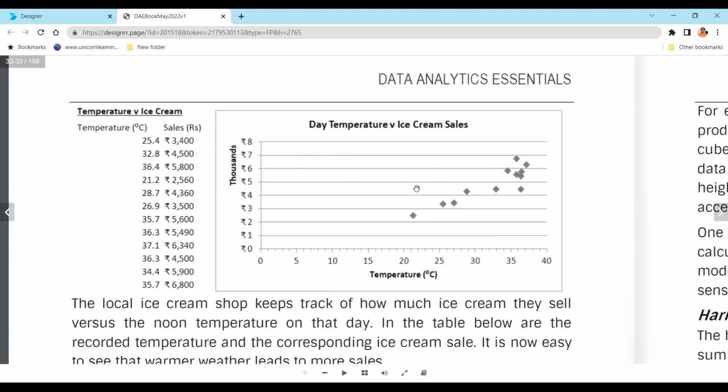And if dots are everywhere and you can't make up your mind whether it is increasing or decreasing, then we say there is no relation. That's how you calculate the relationship between two variables. This is just to visualize. We'll go step by step.